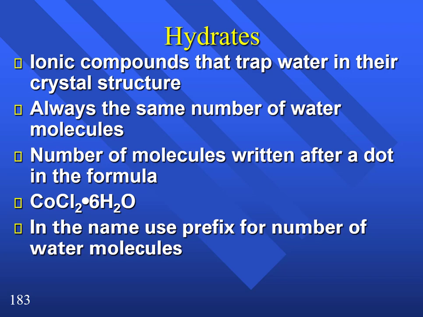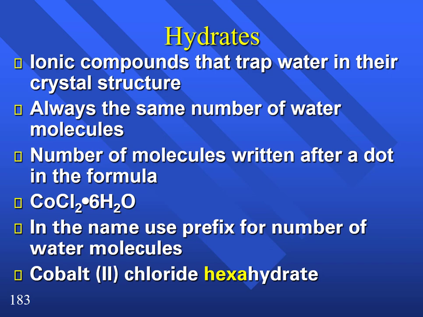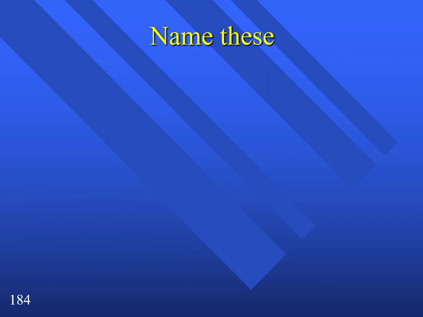Now I need to say 6 waters. The prefix for 6, from the same list as we use for molecular, is hexa. So this would be cobalt(II) chloride hexahydrate. Those prefixes we learned for molecular compounds get used here just as well. And this time we won't have to worry about double vowels, because the second word is always going to be hydrate, so we get to use the whole prefix. Look real complicated? Okay, let's just try a couple, just to make sure we're doing it.